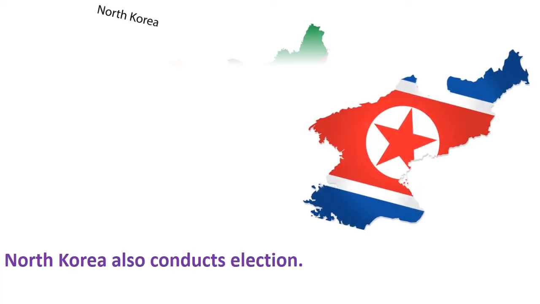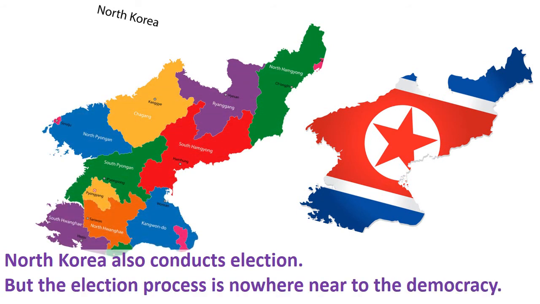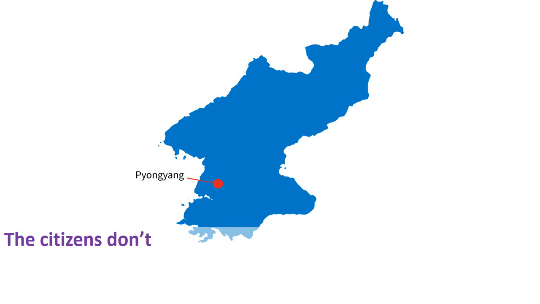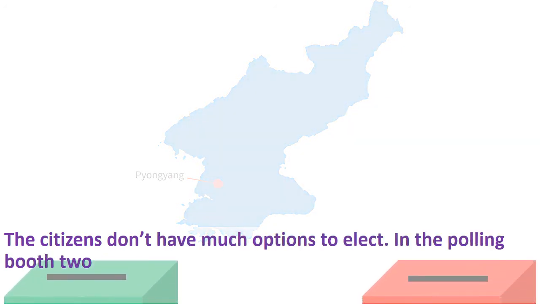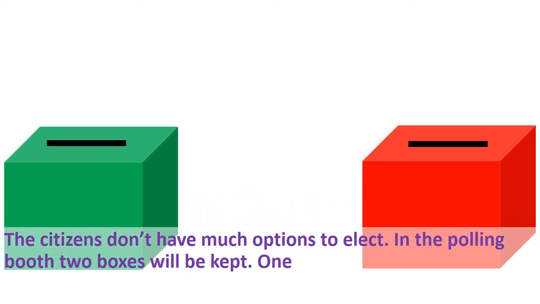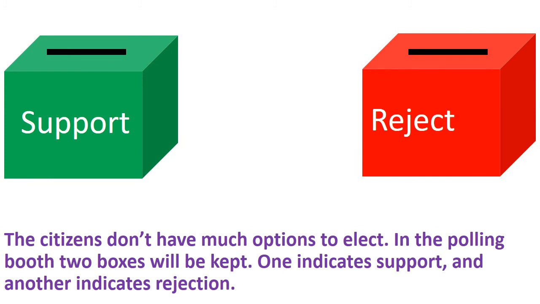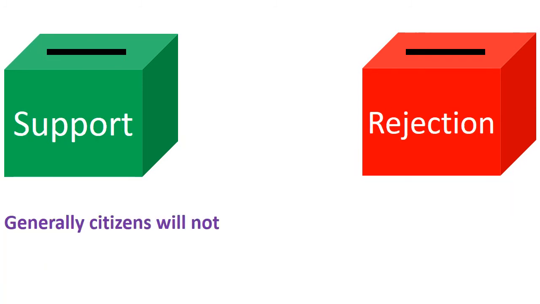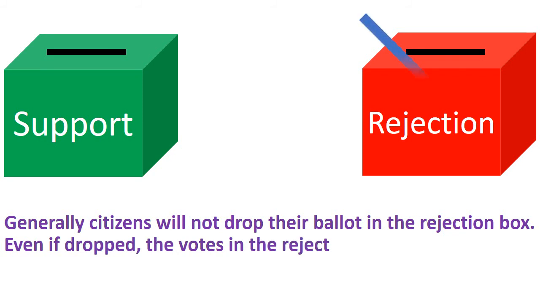North Korea also conducts elections. But the election process is nowhere near democracy. The citizens don't have many options to elect. In the polling booth, two boxes will be kept. One indicates support, and another indicates rejection. Generally, citizens will not drop their ballot in the rejection box. Even if dropped, the votes in the reject box will not be counted.